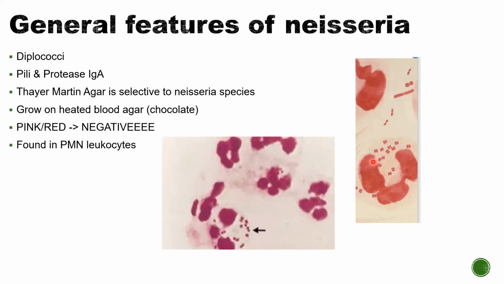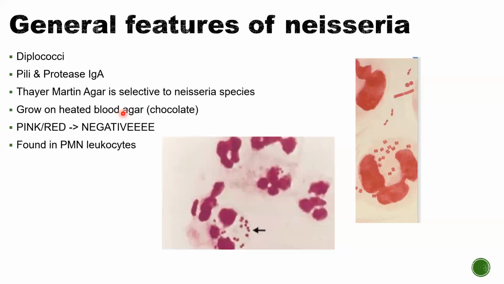It's diplo, so you'll find them in twos mainly, and they grow on heated blood agar. Now, there's a difference between the Thayer-Martin agar and heated blood agar. The Thayer-Martin is selective, so we only use it if we're suspecting Neisseria. The heated blood agar is called an enriched agar.